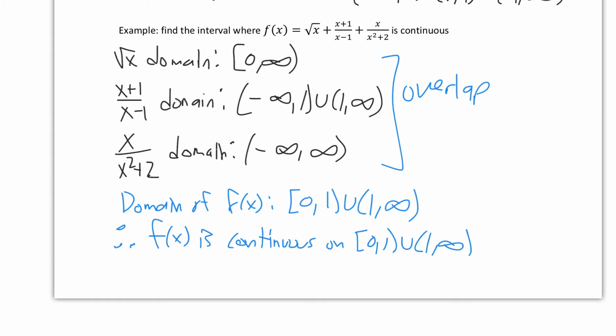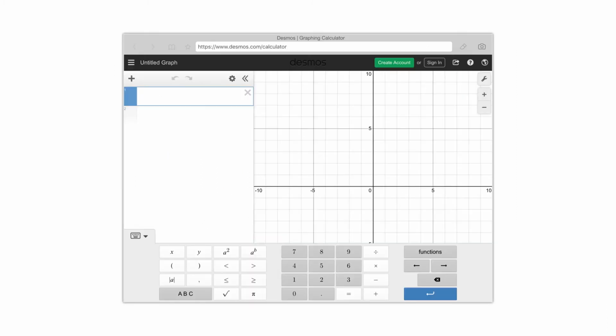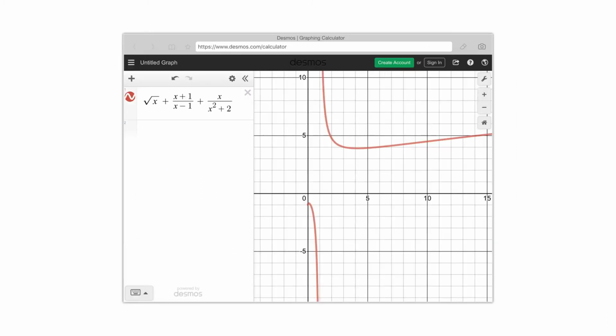Now just for fun, we're going to go ahead and look at this function on Desmos. So here's the function, pretty interesting looking function. It's clearly got a nice continuous connected portion here. Then it's not defined at x equals 1, so it's not continuous there. But then here again, it's a nice connected graph. And so this function is continuous everywhere from 0 to 1, and then from 1 all the way to infinity. Again, there's no other places where the graph would be broken. This is the one place at x equals 1 where there is a break in the graph.